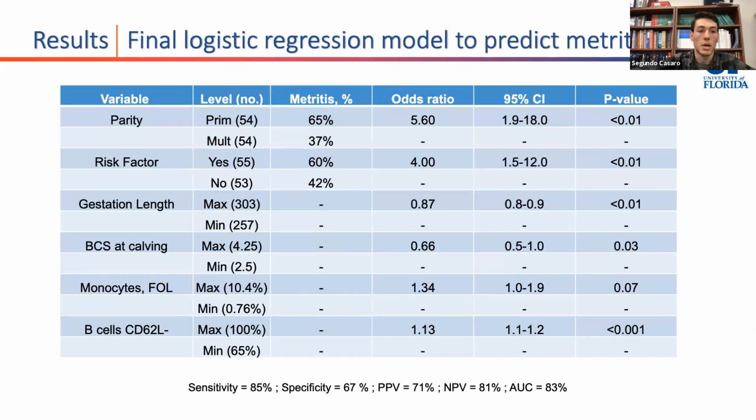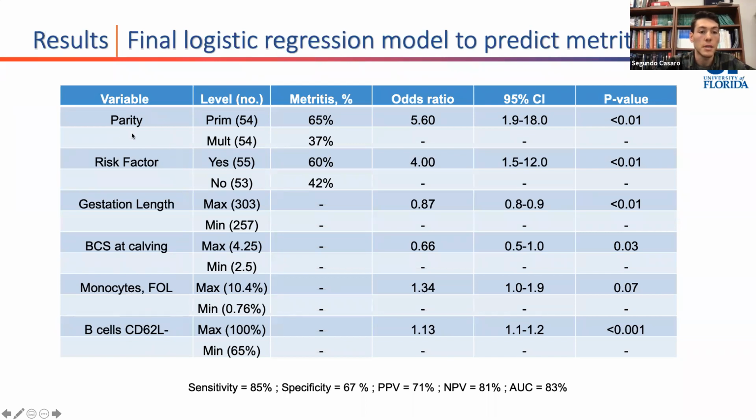So now here is the graph of the final logistic regression model to predict metritis. And as you can see here, our significant variables were parity, risk factors, gestation length, body condition score at calving, monocytes, and the B cells that were CD62L negative, so activated B cells.